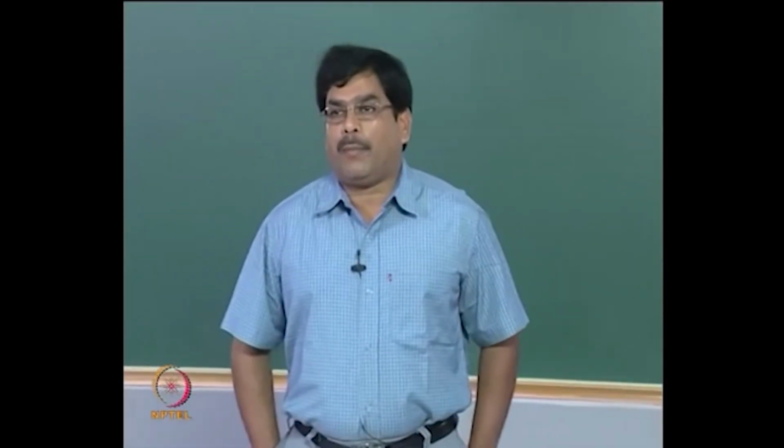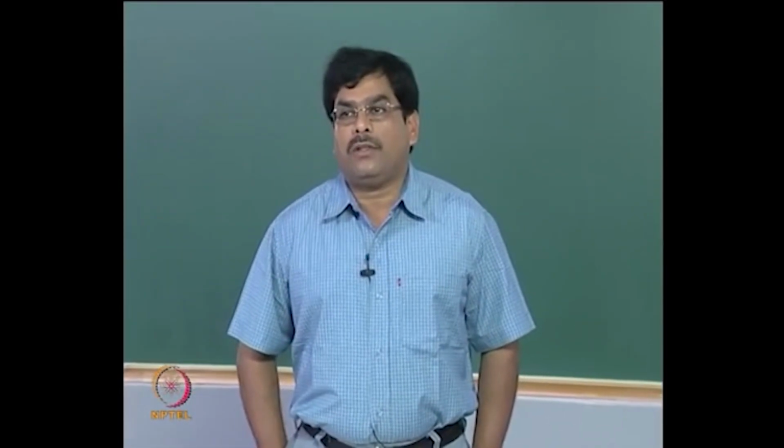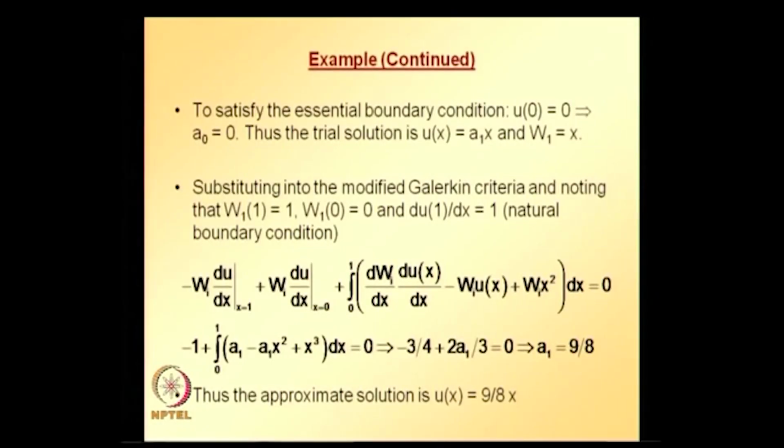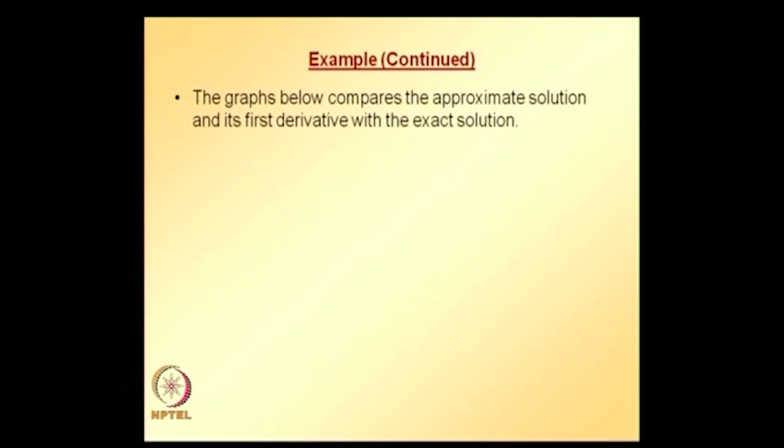So the approximate solution for this problem is u(x) is equal to a1 value, which is 9 over 8 times x. And now we see how the approximate solution matches with the exact solution by plotting the exact solution versus the approximate solution. We have already looked at this problem earlier using the variational method, and it is mentioned at that time the exact solution for this problem is u is equal to 180 over 139 x minus 21 over 139 x square.